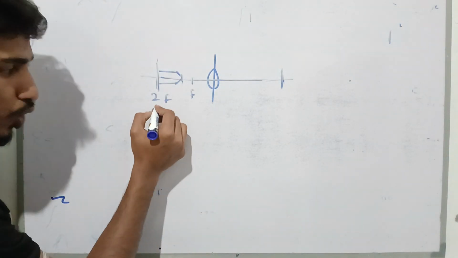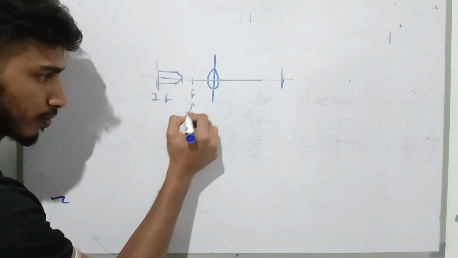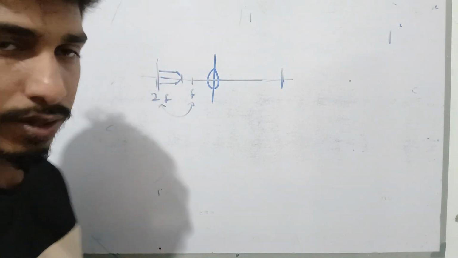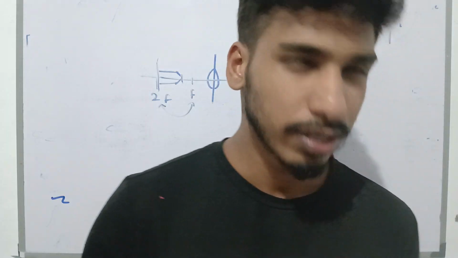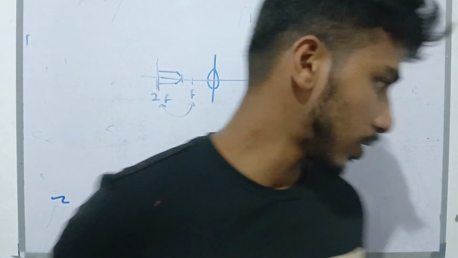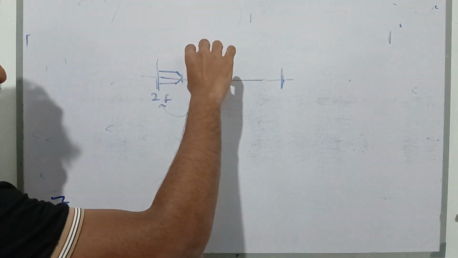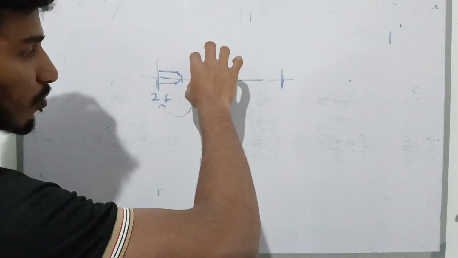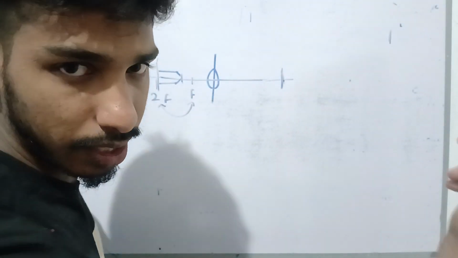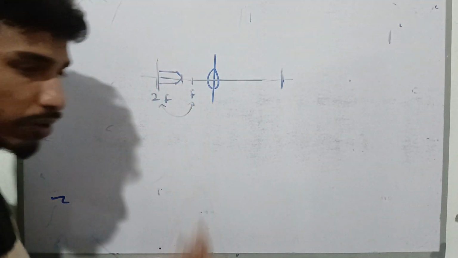Now this is between 2f and f. So you should understand, we might have learned that in our oral part. When you are inside the focal length, you are having a virtual image. At the focal length, the image is at infinity. Between f and 2f, you are having real images.